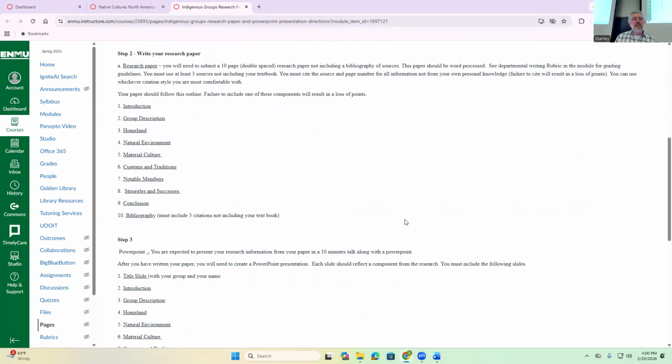You want to use at least 3 sources, not including your textbook. You are welcome to use your textbook, but that will not count as one of your 3 sources. When you cite specific things, please make sure you're citing the source that you're getting this information from, as well as the page number.